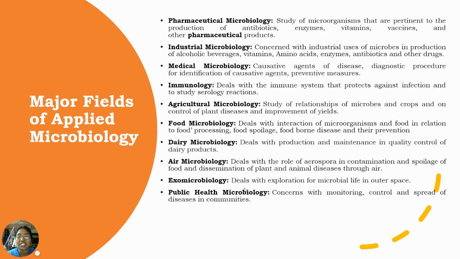There we study what types of diseases we are getting and what types of microbes are present. All these things, when we are dealing with public health, that type of microbiology is known as public health microbiology, which concerns the monitoring and control of microbes, and the chances of diseases spreading in the communities. All these things we can study under public health microbiology.